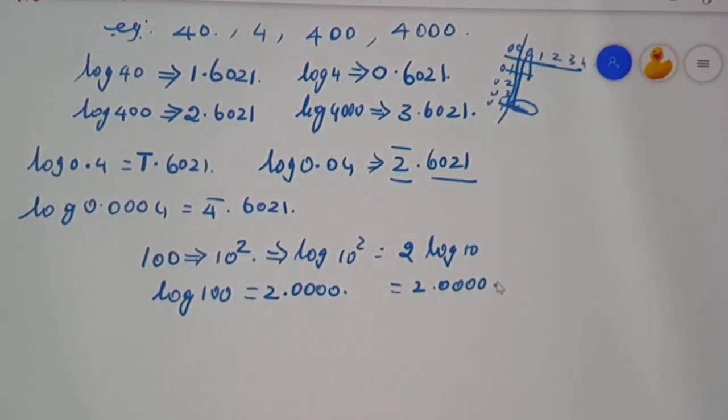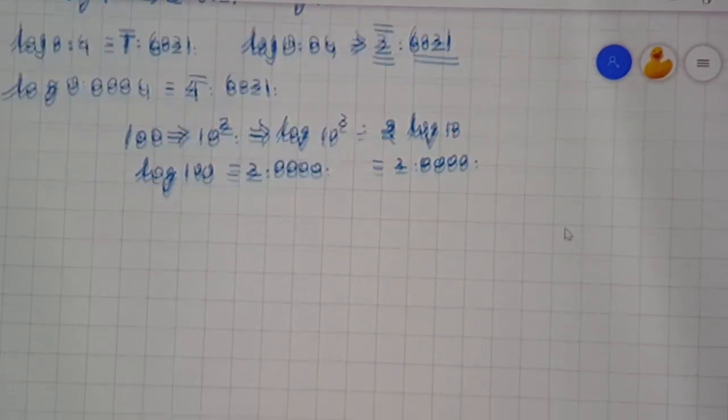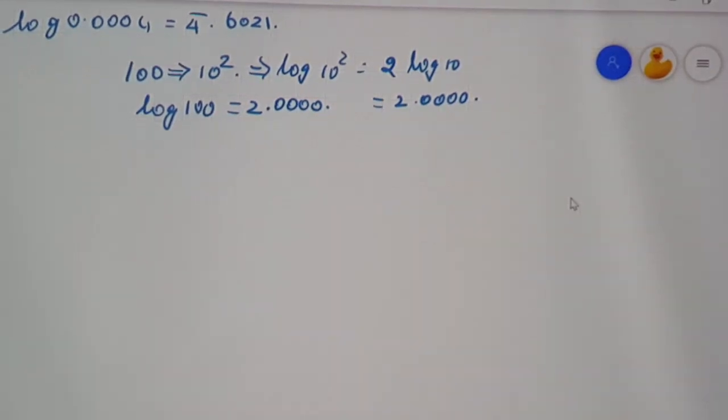2 log 10 is 2.0000. Okay, this we are considering as the logarithmic value, that is the mantissa part as well as the characteristic part. After getting the logarithms, you have to go for anti-logarithms. That alone gives you the final answer. So how to get anti-logarithms? The next topic is anti-logarithms.